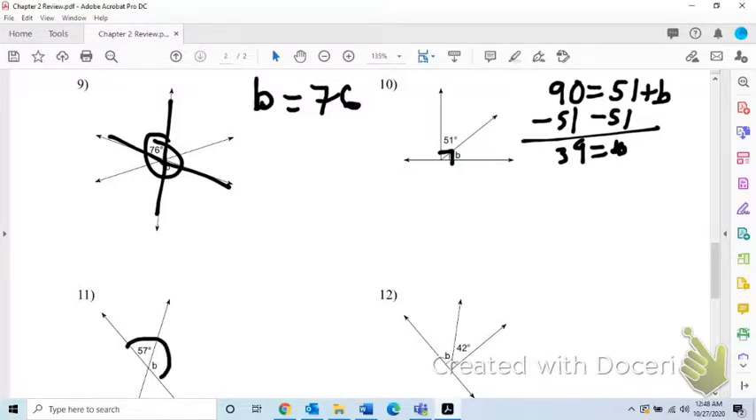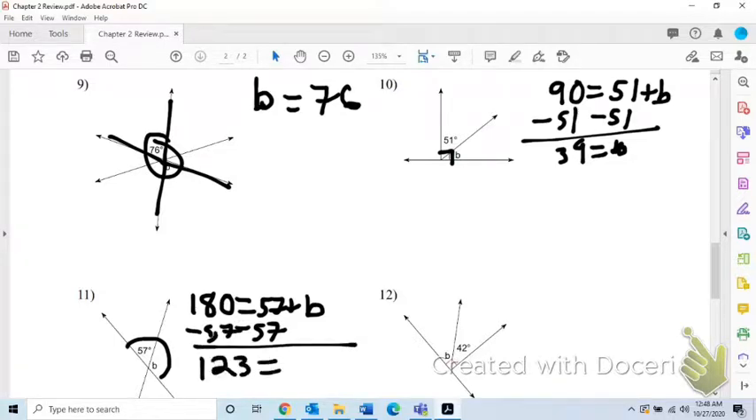Number 11, we got a vertical pair here, not a vertical pair, a linear pair. They form a straight line. So we see that straight line, and that means supplementary, 180 degrees. We take that 180 degree angle, and we broke it into 2 pieces. That means when we add the 2 pieces back together, it's got to add right back up to 180. So 57 plus B. We subtract 57 from both sides using our prodigious algebra skills. We get 123 equals B.